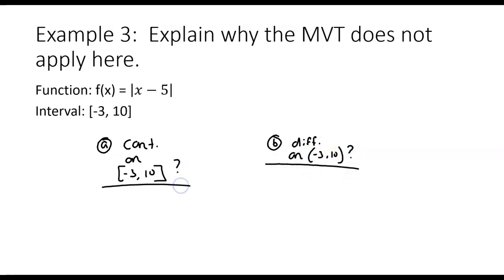One of these is going to fail, and we're going to see which one. Okay, well, x minus 5 is a polynomial, so it has no discontinuities. So when you take the absolute value of that, it has no discontinuities either.